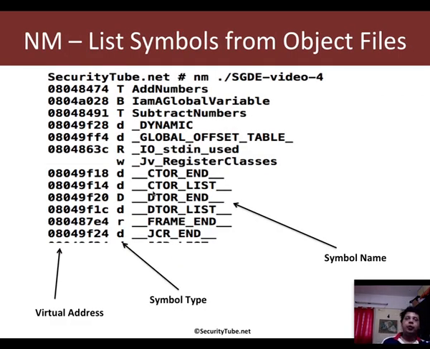Okay, so what does nm really do? Well, nm lists symbols from object files. Here is a sample invocation: nm, and then you give the executable. In this case, this is an ELF file. The output you see typically is 3 columns by default. The first one is the virtual address of the various symbols. The second one is the symbol type, which we will come to in just a minute. And the third is the symbol name.